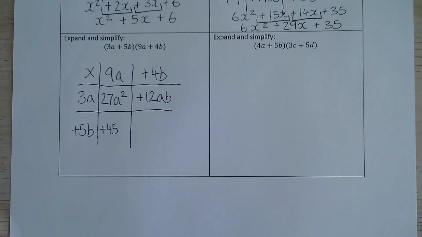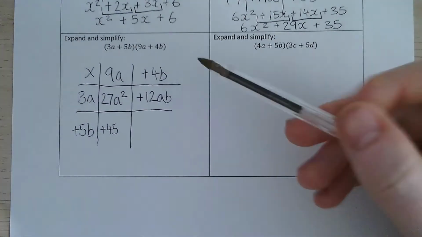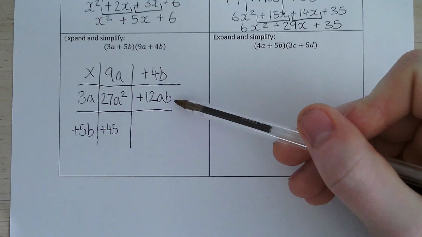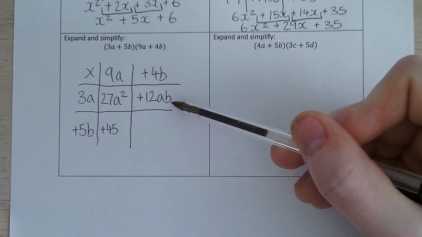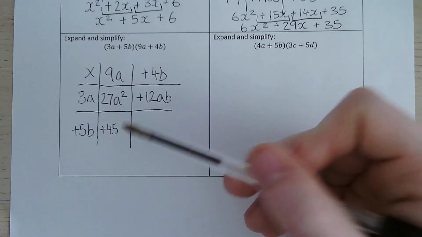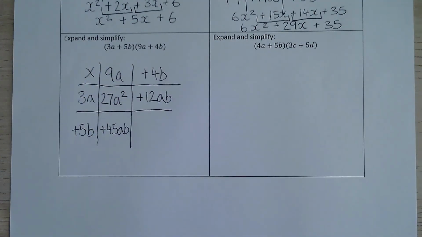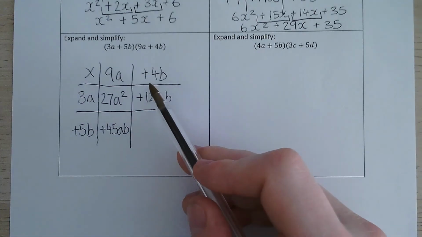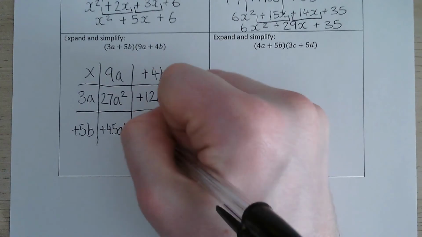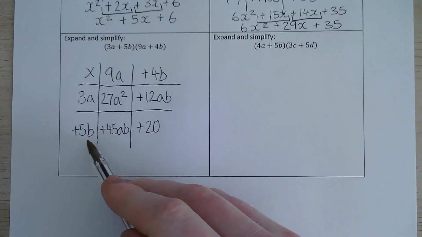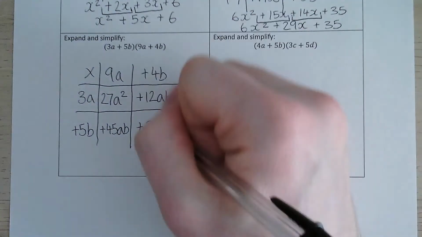However, to save myself some time here, because ba is already the same as ab, I'm going to write ab here. So when I get to simplifying, I won't have to rewrite that term. I will be able to collect those terms as soon as possible. Finally, positive 5 times positive 4 is positive 20. And b times b is b squared.